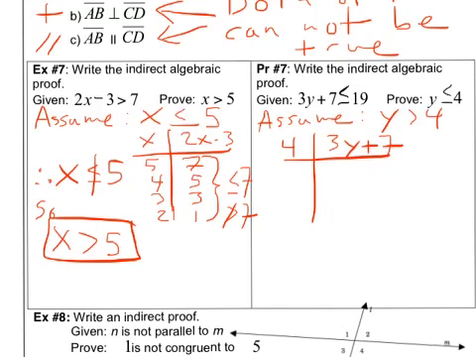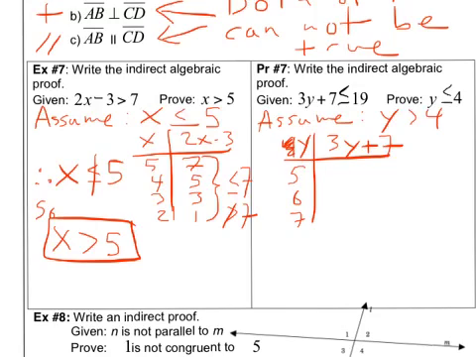Shoot, that's not what I wanted to put there. I wanted to put a y here, so let's just cross that out. Y. Okay. So I need to test my assumption. So I need to test values that are greater than 4. Well, now I can't include 4 because this is not greater than or equal to. It's just greater than. So let's just pick numbers like 5, 6, 7. Those numbers are all greater than 4.